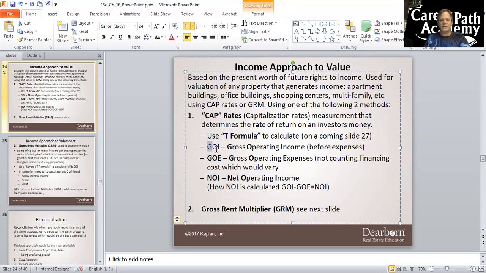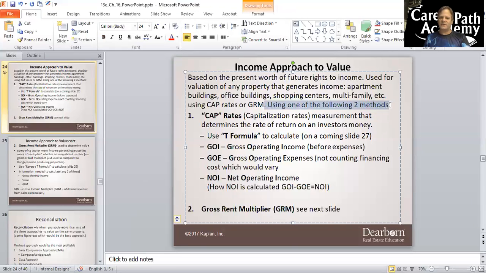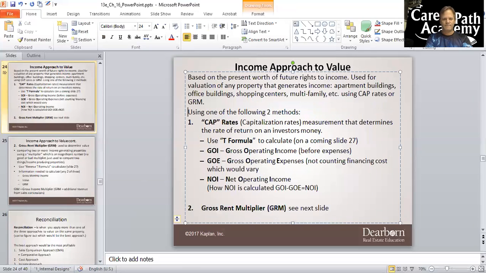NOI, GOE, GOI, you're going to see them sometimes in the MLS, or somebody is going to talk to you about it depending what field you go into. If you deal with residential real estate, you're not going to deal with that. But if you ever do commercial, you do need to know it. There are two methods of calculating value using the income approach: cap rates, measuring the rate of return on investors' money, or GRM, where you're comparing income producing properties.